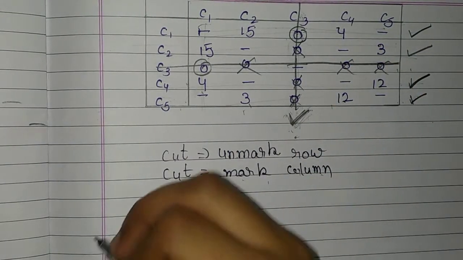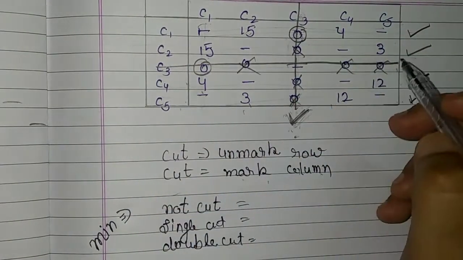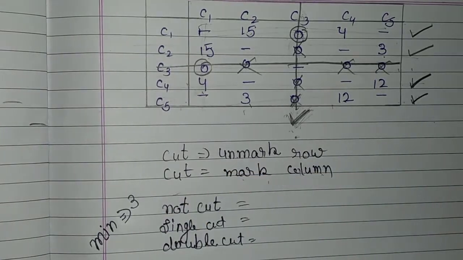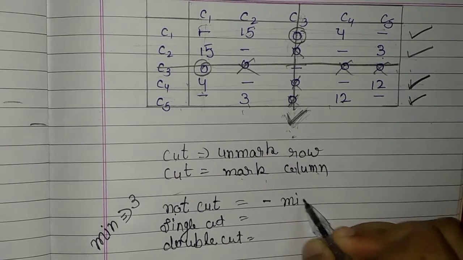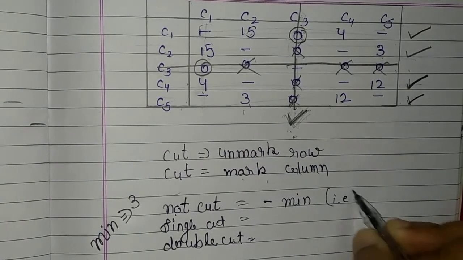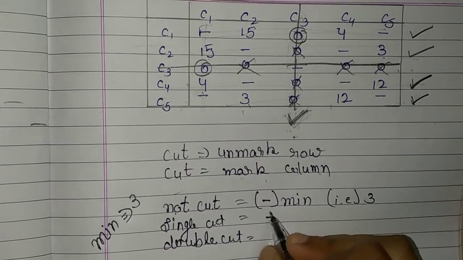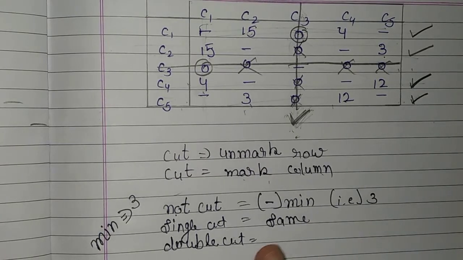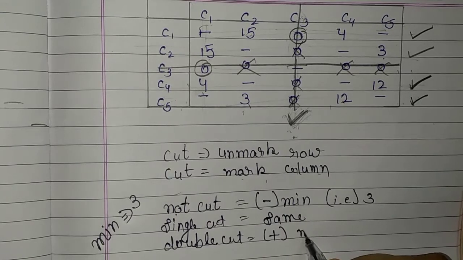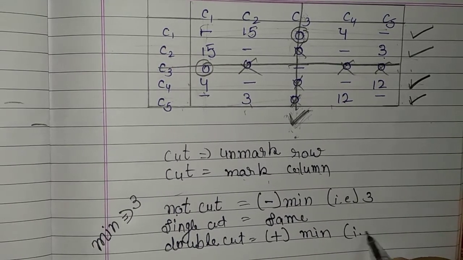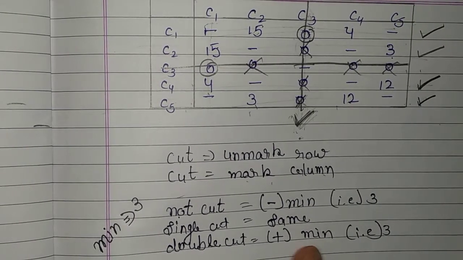Minimum number here is 3. Now, in not cut numbers, we have to subtract the minimum number, that is 3. Single cut numbers, we write the same, and in double cut numbers, we have to add the minimum number, that is 3.